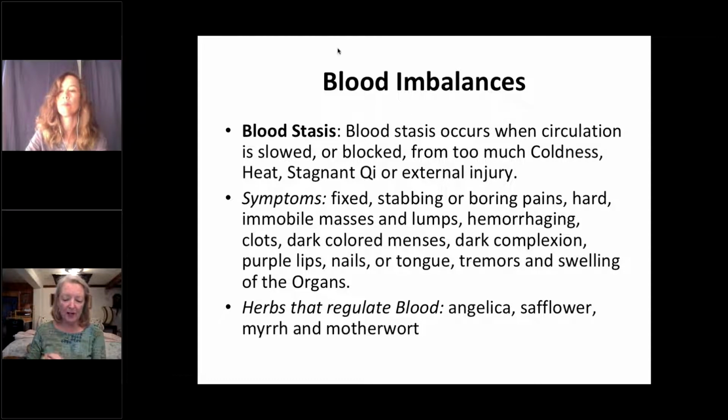Symptoms: if you're having pain, it's fixed in one location, stabbing and/or boring pain. When you have blood stasis, it's very painful. It could be in the head. It could be menstrual pain, and you have it until you pass a clot. And the blood clots are blood stasis also. Certain types of hemorrhage are blood stasis. Hard, immobile masses and lumps have blood stasis as part of it. Remember I said with qi stagnation, you can have a movable and changeable lump or cyst. This one is immobile.